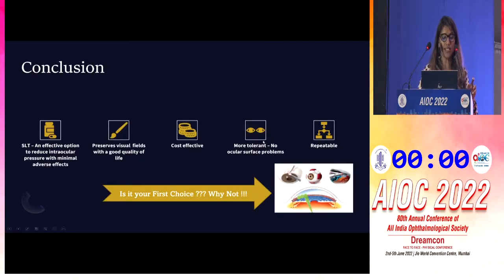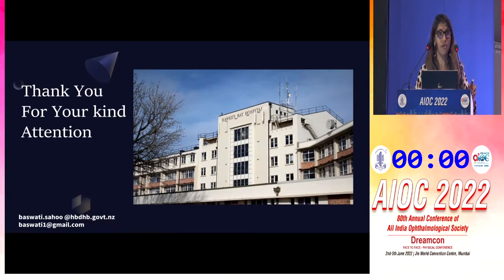So to conclude, SLT is an effective option to reduce intraocular pressure with minimal adverse effects. It preserves visual fields with a good quality of life. It's cost-effective, more tolerant with no ocular surface problems, and it is a repeatable procedure. So if anybody asks me, is it your first choice, rather than asking why, my question would be, why not? Thank you all for your kind attention.